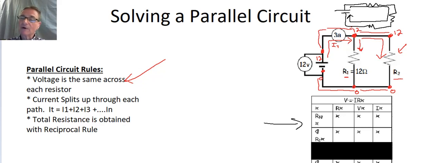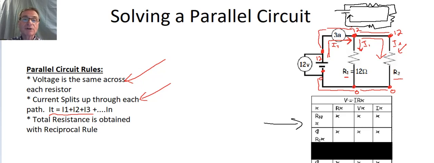Okay. Well, we've already seen that the current that leaves the battery, I total, comes up to this point right here, and it splits. So that's the next thing we're going to look at here, parallel circuit rule. The current splits up through each path. So the total current splits into the current, say, I1 here, and I2 over here. And so what's the total current going to be? Well, the total current, I total, is going to equal I1 plus I2. And if we had more resistors in parallel, it would be I3 plus however many currents we have for however many paths that we have in the parallel circuit.